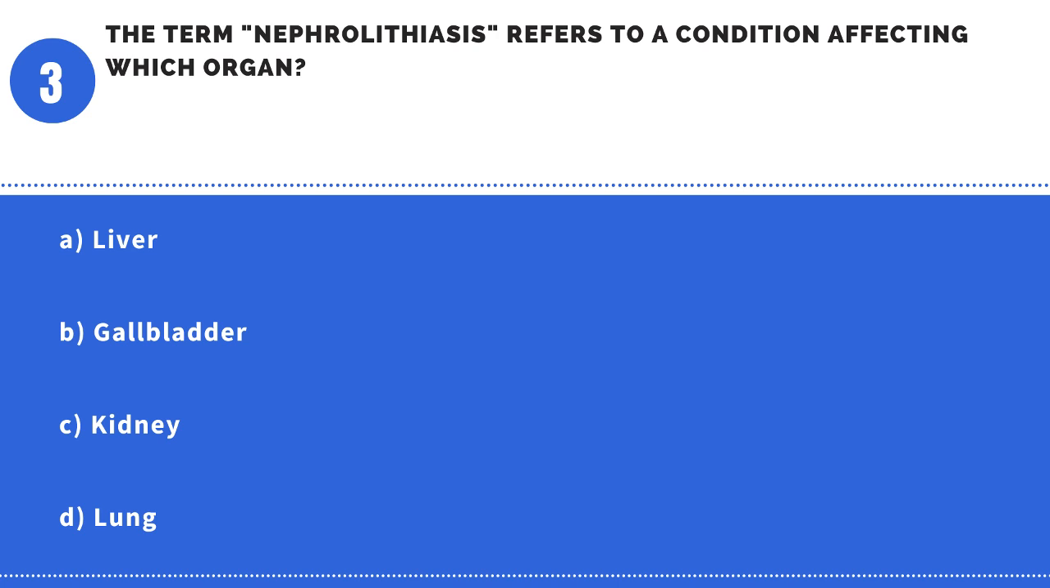Question 3. The term nephrolithiasis refers to a condition affecting which organ? A. Liver. B. Gallbladder. C. Kidney. D. Lung.